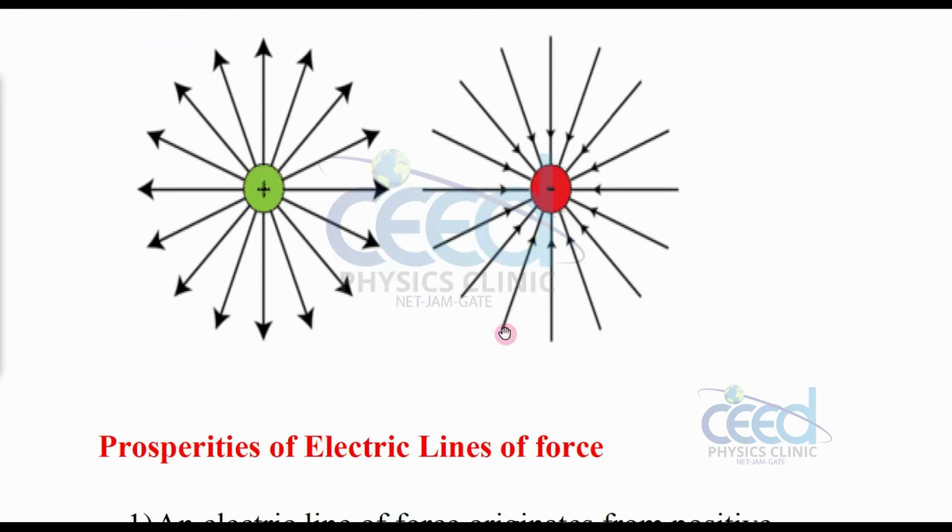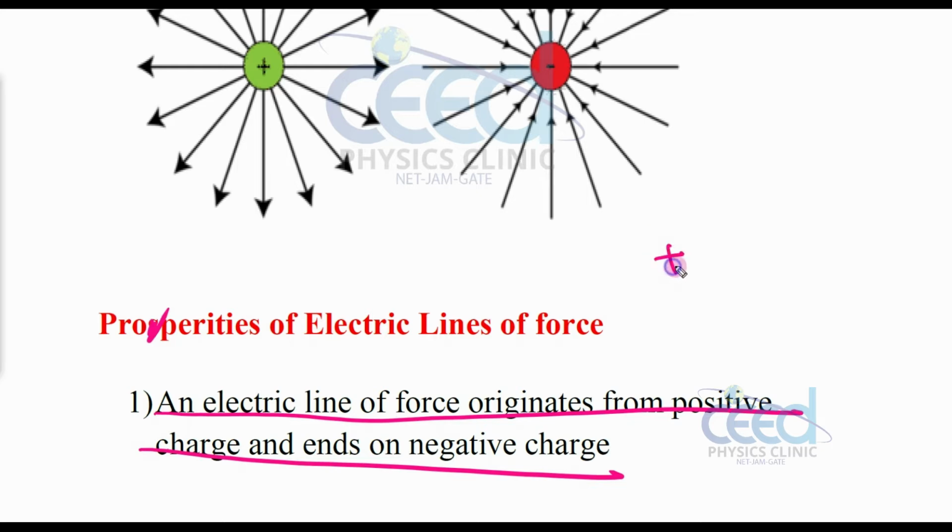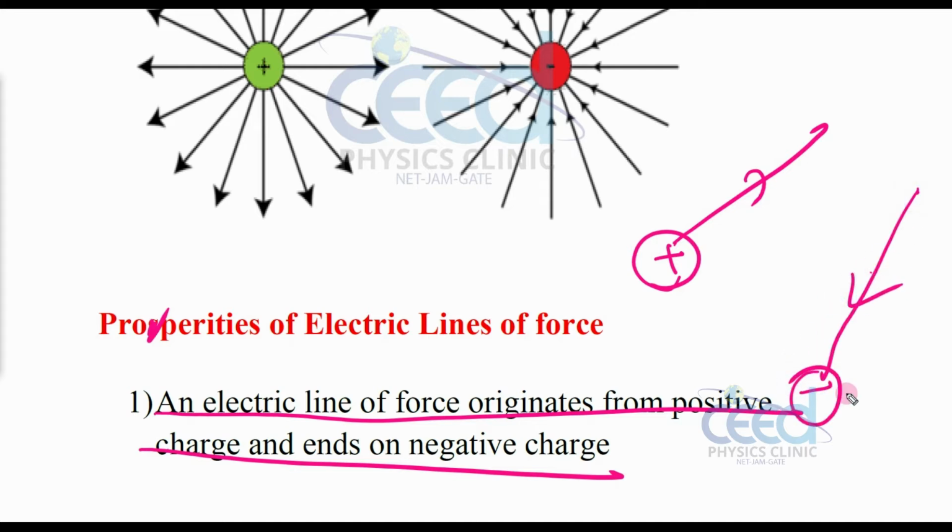Now, properties of electric field lines. Here we have a spelling mistake. So, properties of electric field lines. What are the properties of electric field lines? The first property we have already discussed. That is, an electric field line of force originates from a positive charge and ends in a negative charge. For a positive charge it moves away, so it originates from positive, and for a negative charge it is always directed towards it, so it ends in a negative charge.